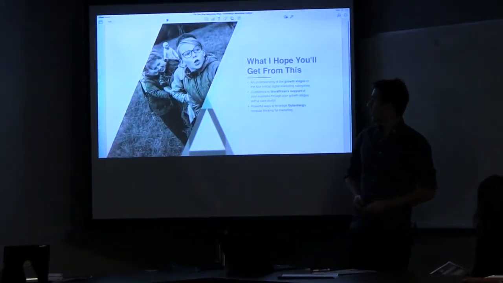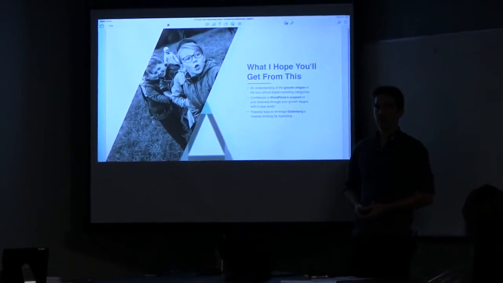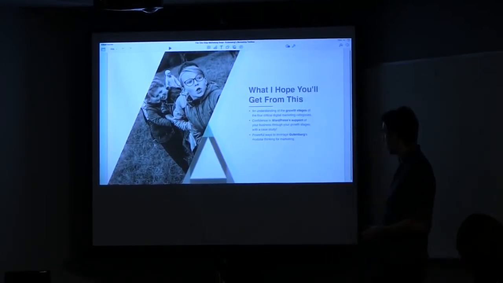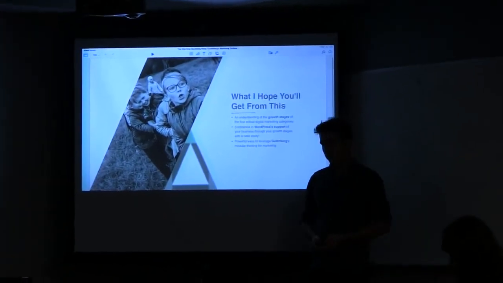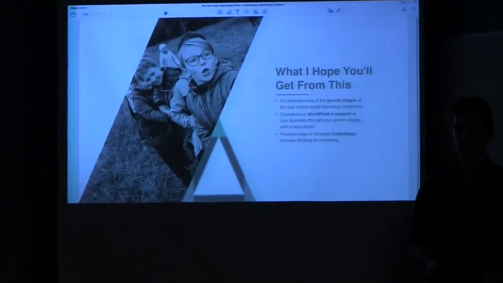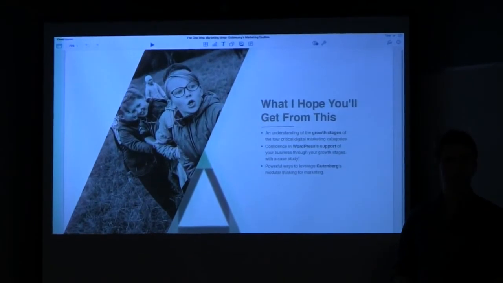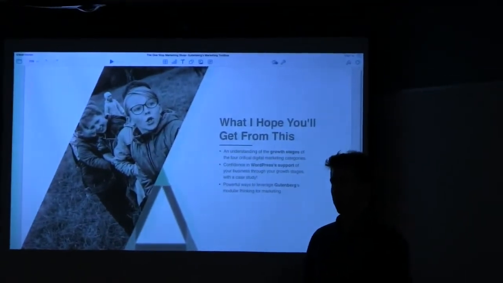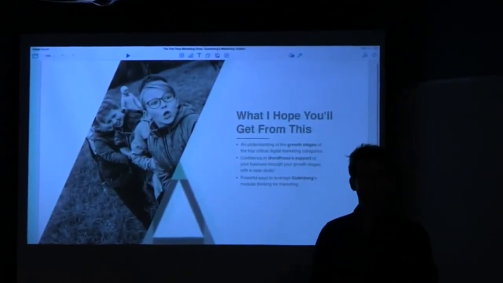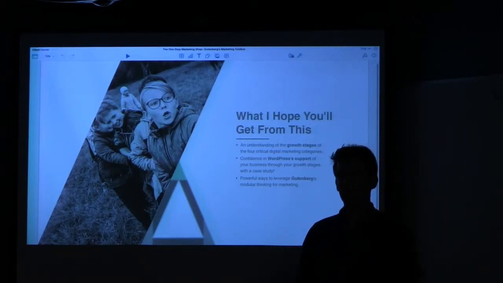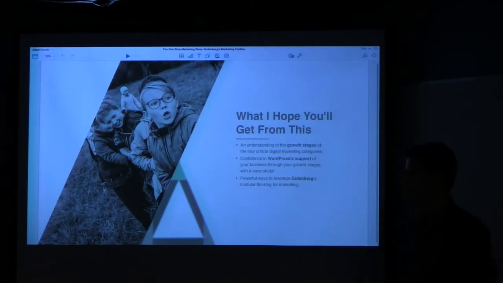It's very exciting. So what do I hope that you're going to get from this presentation? Because I know that the title is not especially clear. I was going to do these in fancy kind of rollout bullet points, but this will work. So one of the things I want you to walk away with, if you forget anything else, is an understanding of the growth stages of a business as they relate to the four critical digital marketing channels. And obviously, I want you to have some confidence in WordPress's support for your business from small to medium to large. There should be no reason why you have to get pushed out of WordPress unless you're in some super fancy edge case. And the last piece is how you can leverage Gutenberg to better support your marketing efforts.